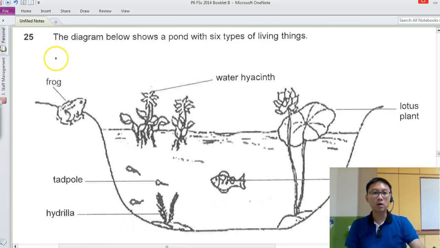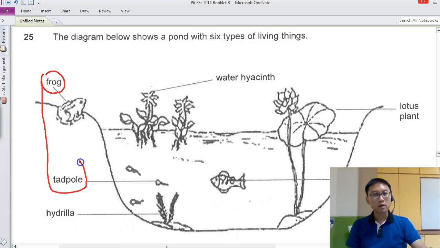Now my frog is one population. Tadpole. Does tadpole belong to the frog? Yes, tadpole is the young of a frog. So actually, my tadpole and frog belong to the same family. So this is my first population. Hydrilla will be my second population. Water hyacinth is my third. Water hyacinth and hydrilla are not related, although they are both plants, but they are different types of plants. Lotus plant is my fourth, again not related.